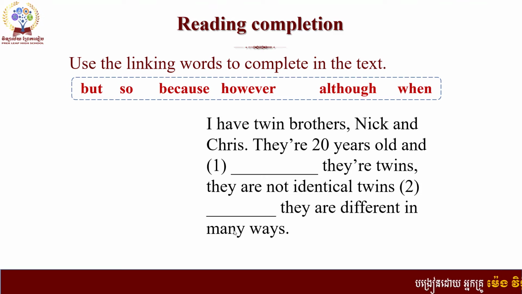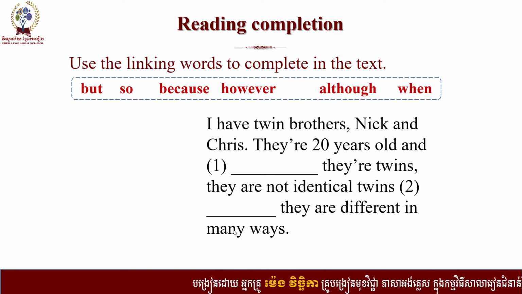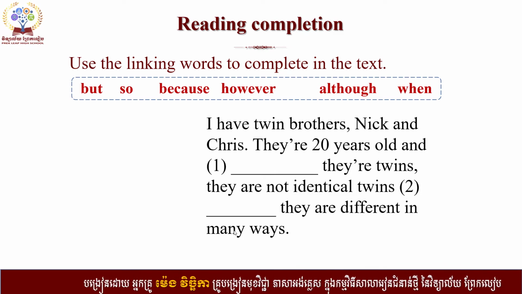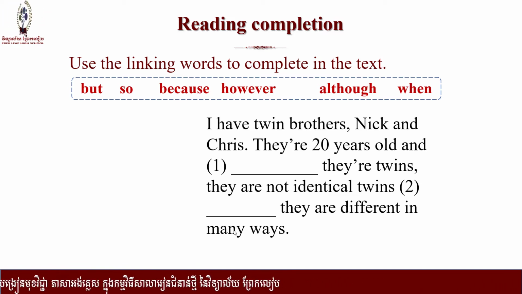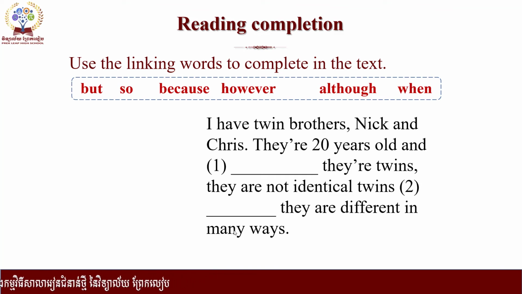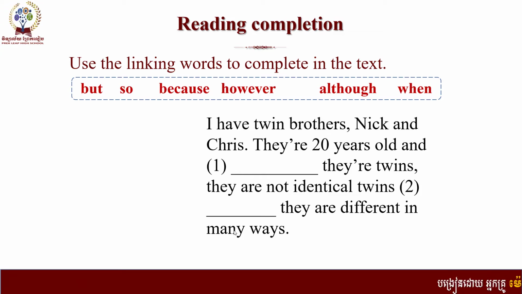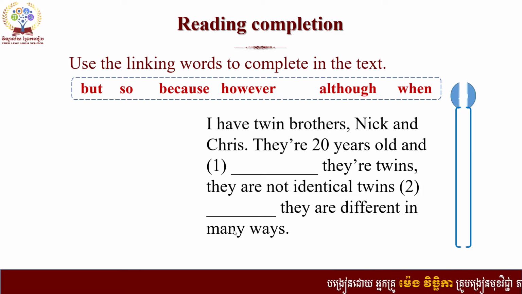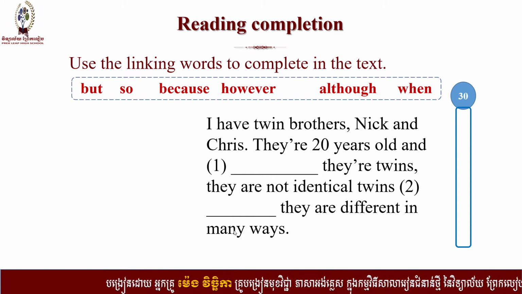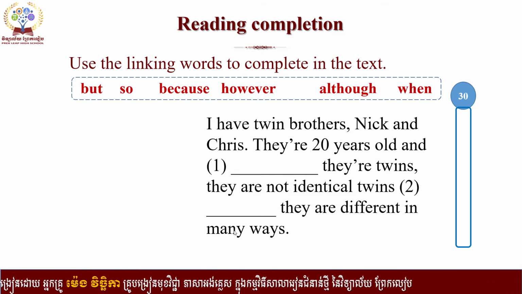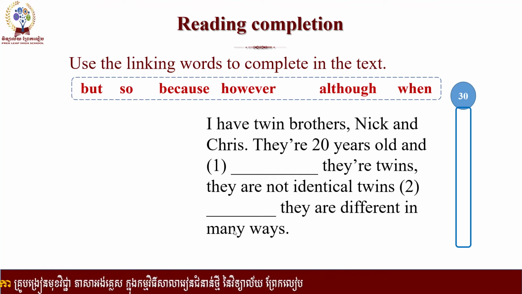I have twin brothers, Nick and Chris. They're 20 years old, and number one, they're twins. They are not identical twins. And number two, they are different in many ways. Okay, so we have number one and number two. What words should be completed in this sentence? Okay, so everyone, you have 30 seconds to think what words should be used in these sentences. 30 seconds for you, everyone.